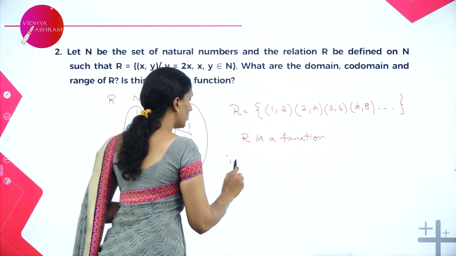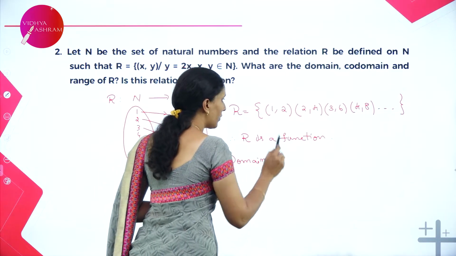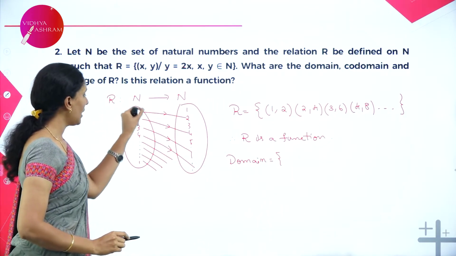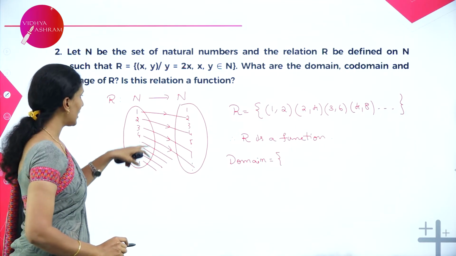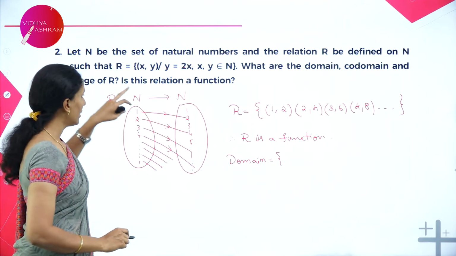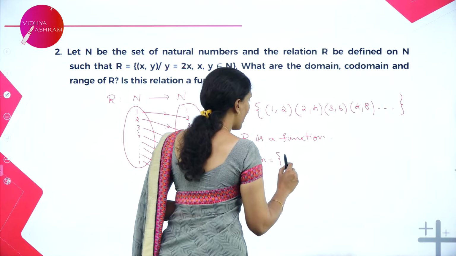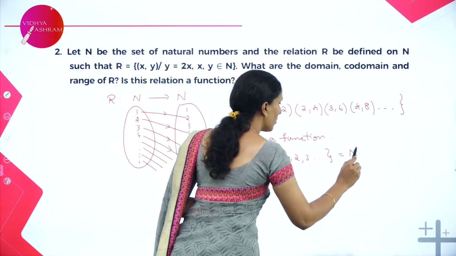Now we need to write down the domain. When I say domain, I need to write the set of all first elements, because here all the elements in the natural numbers have images in the second set. The complete set is the domain. When I say it is a function, then your first set will be the domain set. So therefore, your domain is the set of all natural numbers. That means N is your domain.